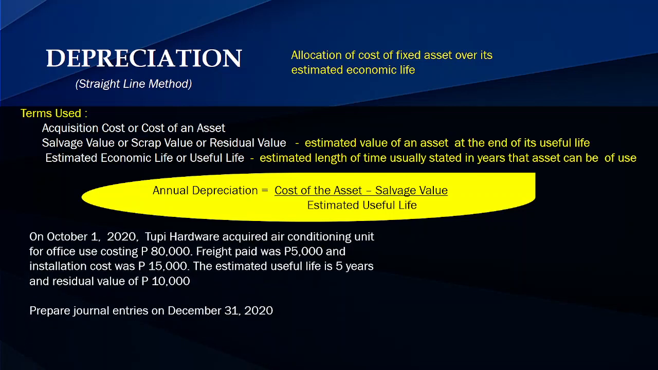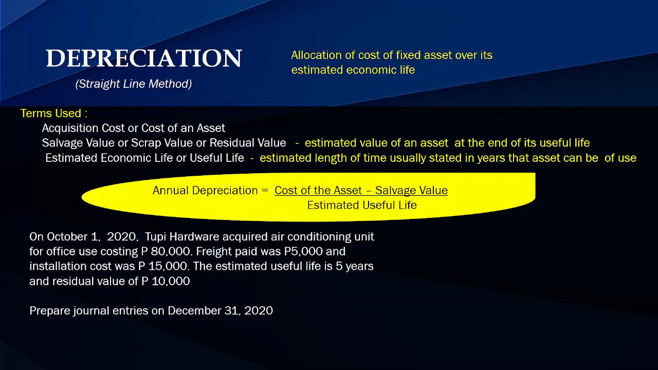On October 1, 2020, 2P Hardware acquired an air conditioning unit for office use costing $80,000. Freight paid was $5,000 and installation cost was $15,000. The estimated useful life is 5 years and the residual value is $10,000.